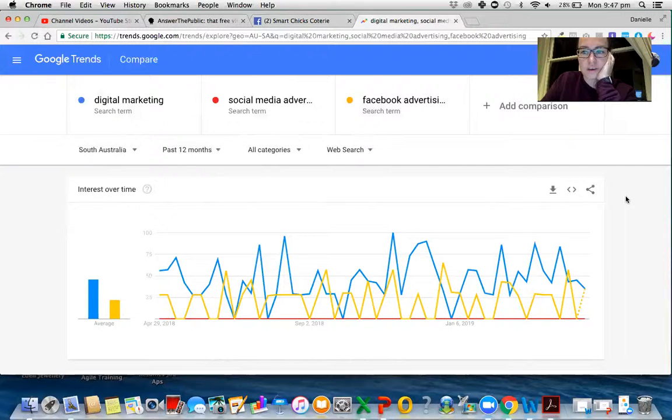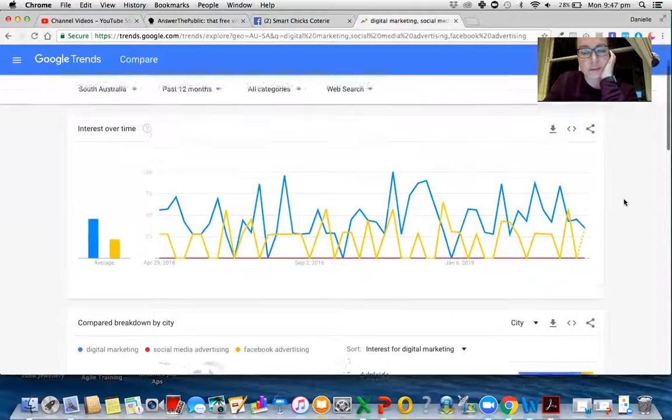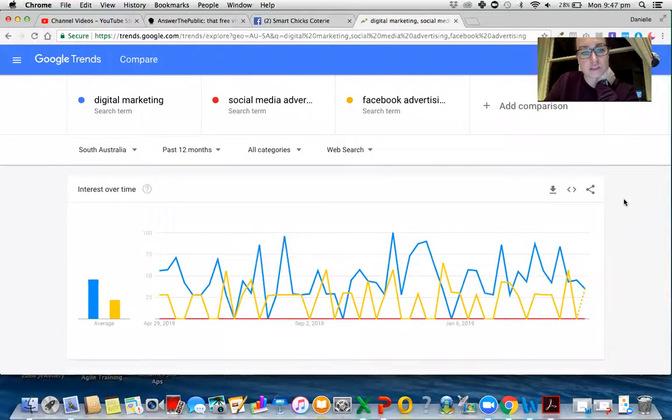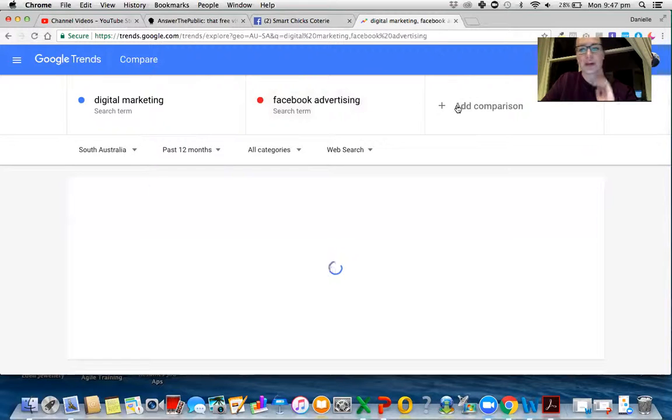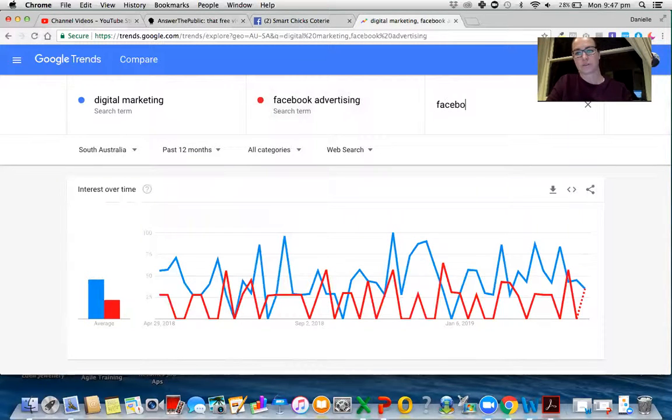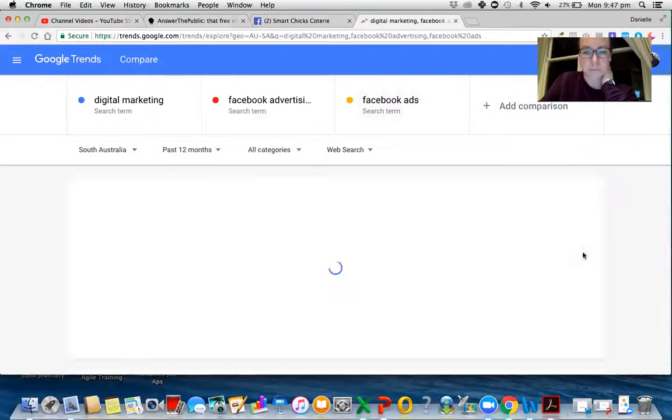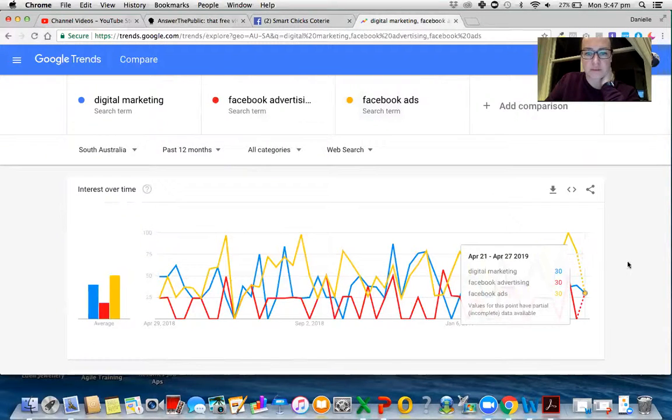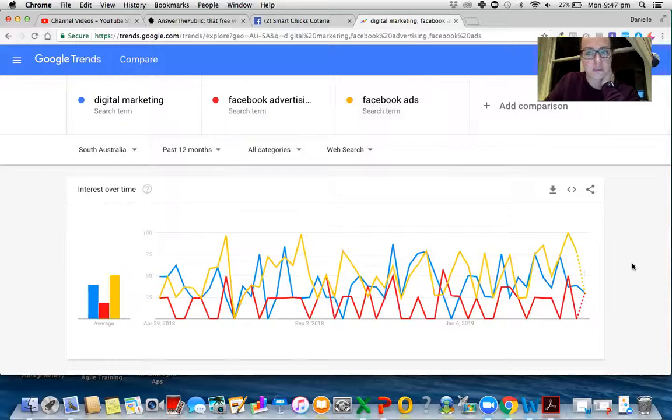And so we can see based on this, more people are looking for Facebook ads and digital marketing than social media advertising. So I'm going to take that one out now. And instead of Facebook advertising, let's have a look at Facebook ads and see which one comes up. So that's interesting, isn't it? Because Facebook ads come up more than Facebook advertising. So you can see from this, you really can get a really good idea on what your ideal target market is searching for.